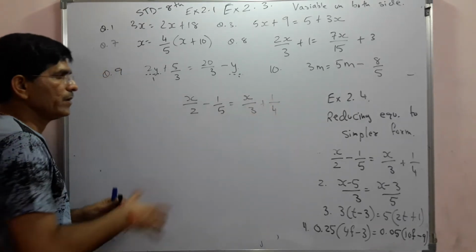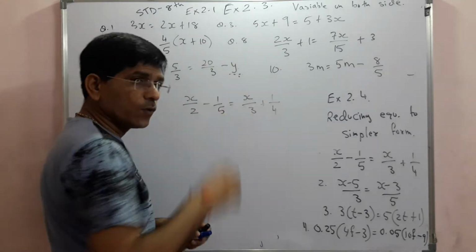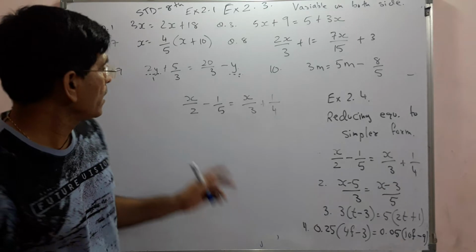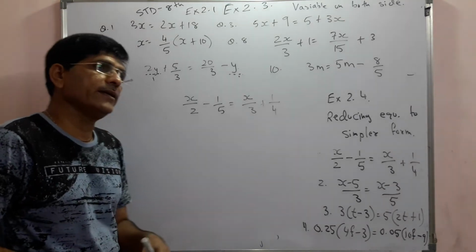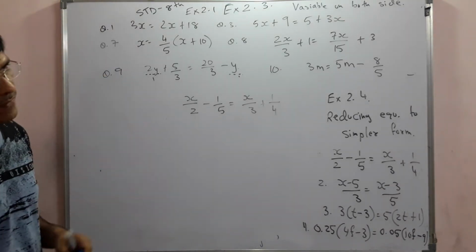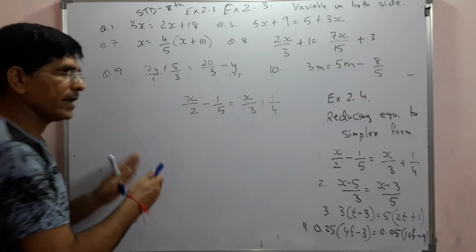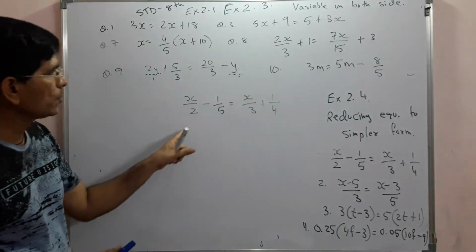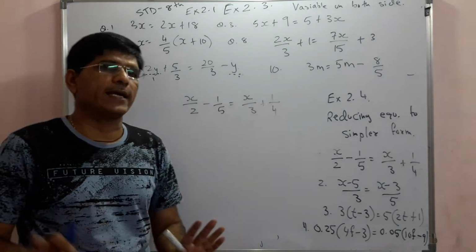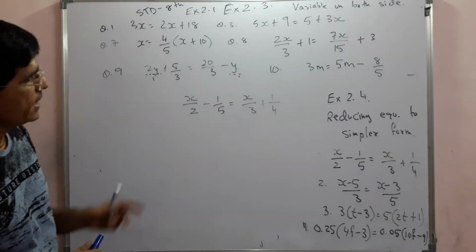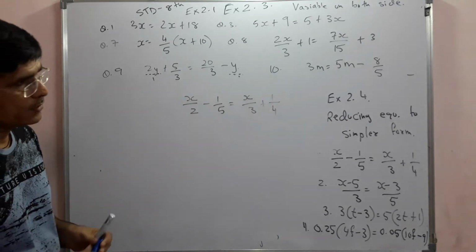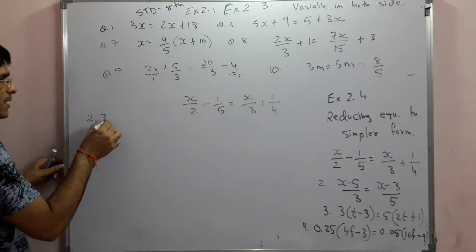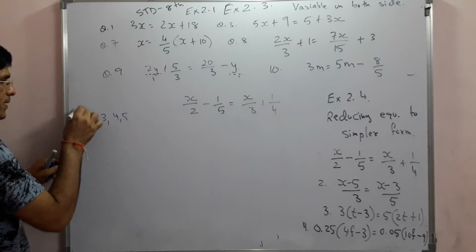So now if you see 2, 5, 3 and 4, how many different denominators are there here? 2, 5, 3 and 4. So we can do this sum in different ways. The first simple method: for 2, 5, 3, 4, we have to take the LCM. So generally you have to find the LCM of 2, 3, 4 and 5.